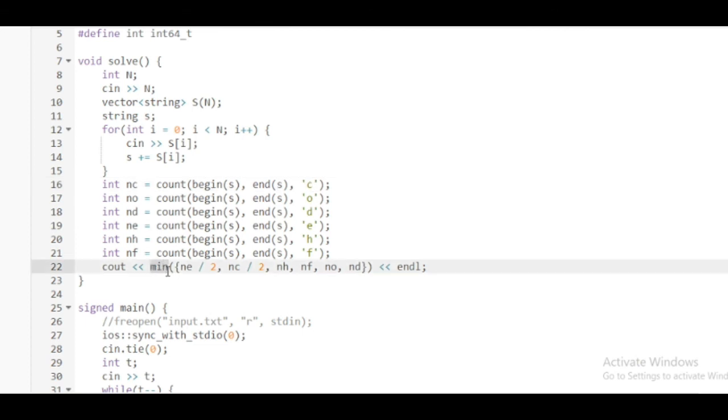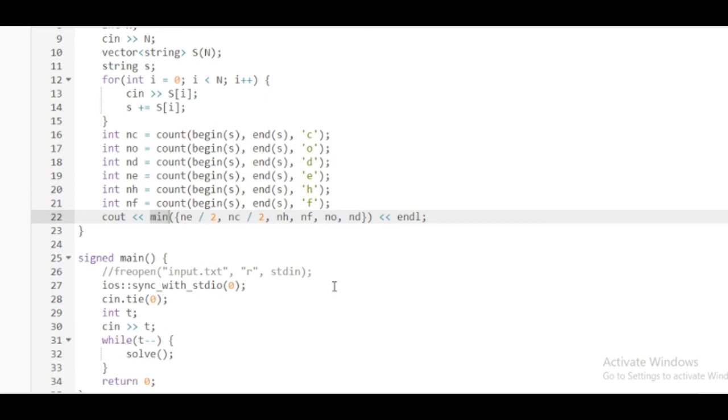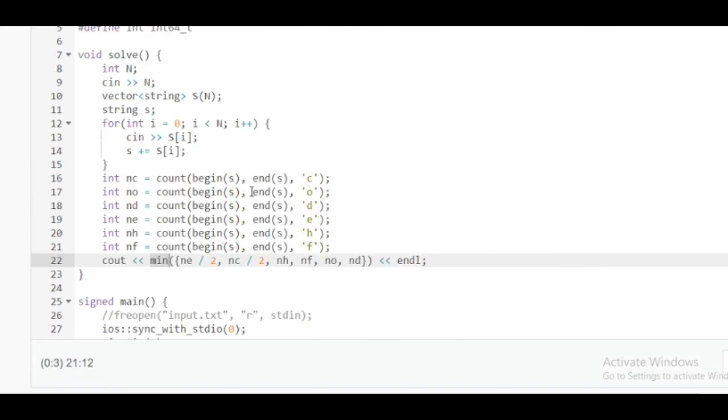Remember, minimum. We need the minimum ingredients, and whatever the count of c is, we have to halve it. Why? Because we want the minimum. If we wanted the maximum, first of all we would write maximum and then multiply by 2 over here. Okay, so this is not the case. This is CodeChef. Then we have to find the minimum, and every time the test cases are called, this function will run and we get the answer.